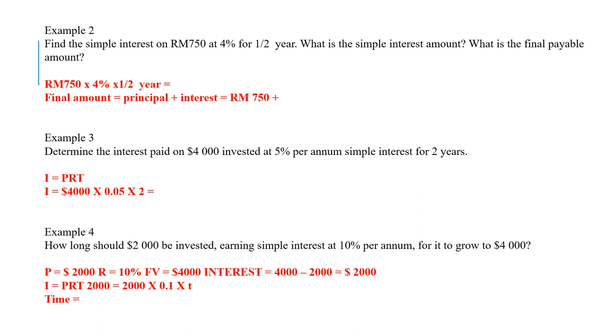So then I can put it into the formula. I equals to PRT. 2,000 equals to principal, which is 2,000, times 0.1, which is your interest rate, times time. You don't know what's time. So you can solve it now to find time. Alright, for it to grow to, that means that's your final amount. The 4,000 is your future value. What is future value? Principal plus interest, the final amount.